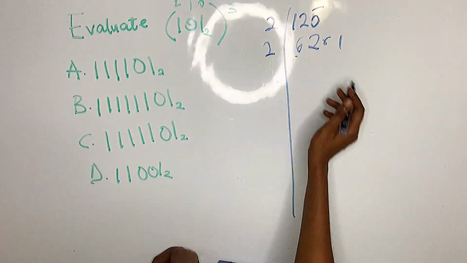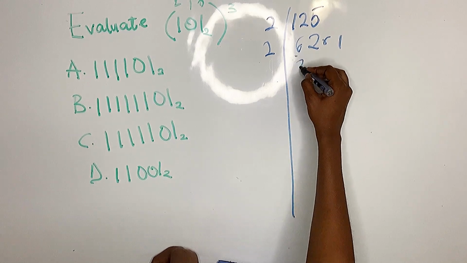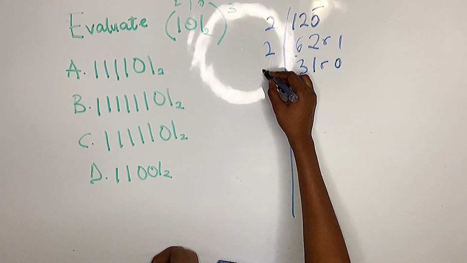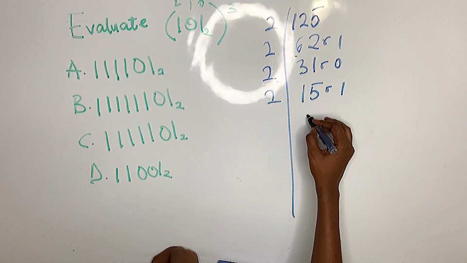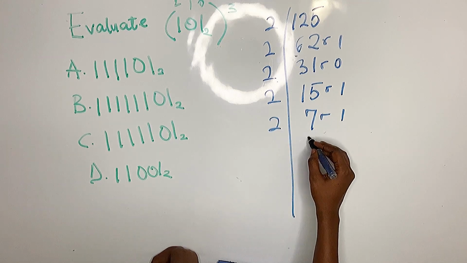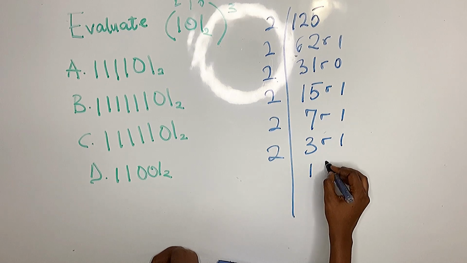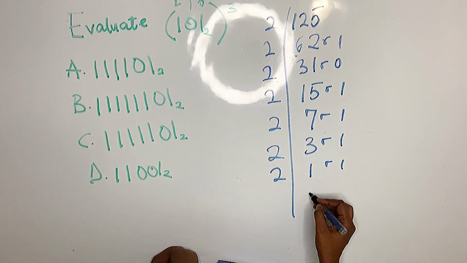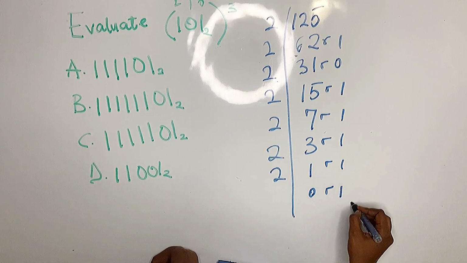And then 2 in 62 would give us 31 remainder 0. 2 in 31 should give us 15 remainder 1. 2 in 15 should give us 7 remainder 1. 2 in 7 should give us 3 remainder 1. 2 in 3 should give us 1 remainder 1. 2 in 1 should give us 0 remainder 1.